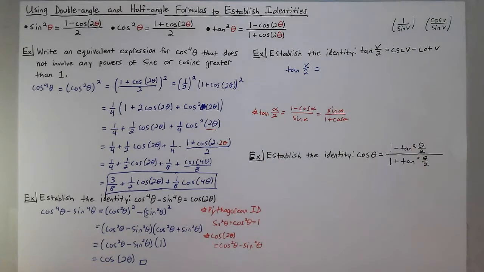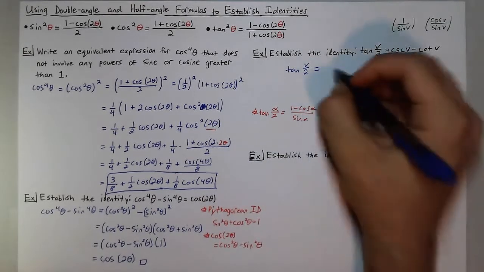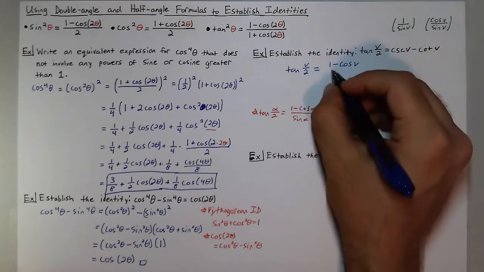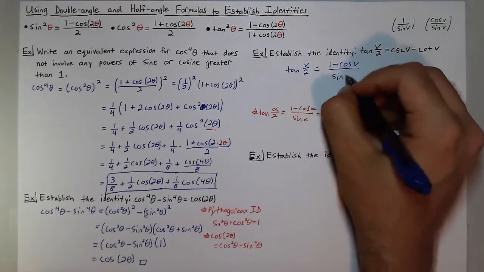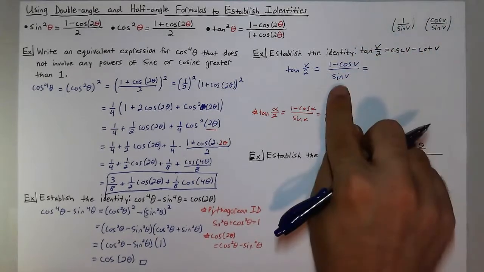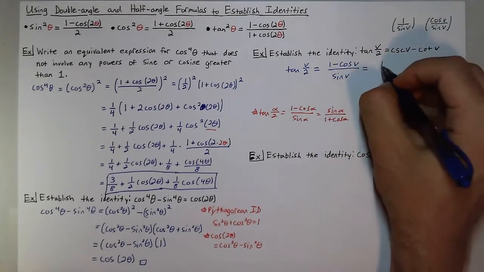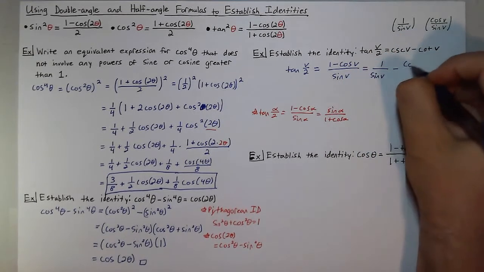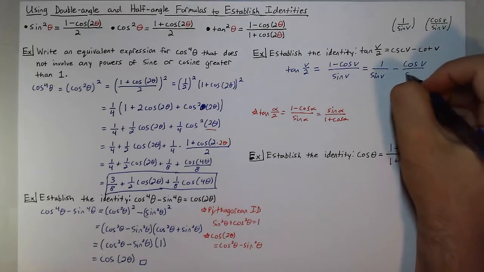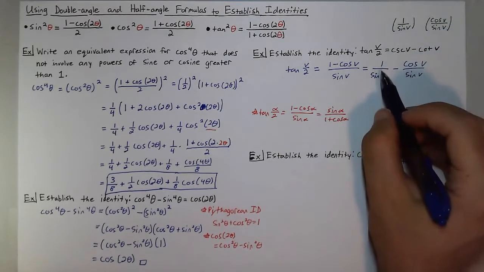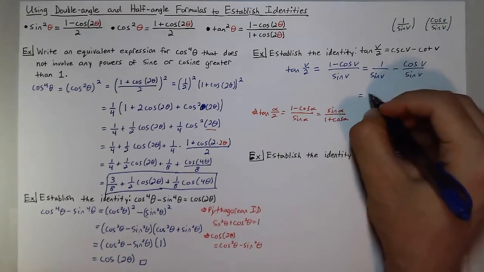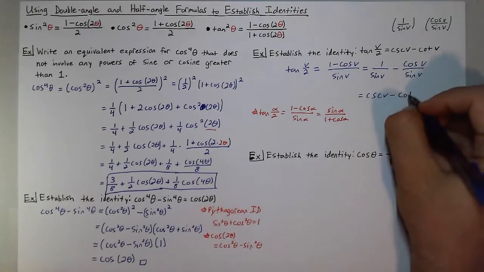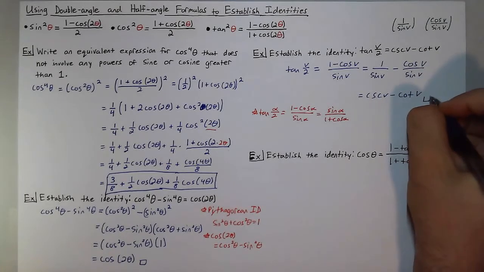So I'm going to use this half angle formula, giving me 1 minus cosine of v instead, since that's the angle, over sine of v. And now they have a common denominator, so I can rewrite this as 1 over sine of v minus cosine of v over sine of v, which brings up the reciprocal identity for cosecant and the quotient identity for cotangent, thus proving my identity.